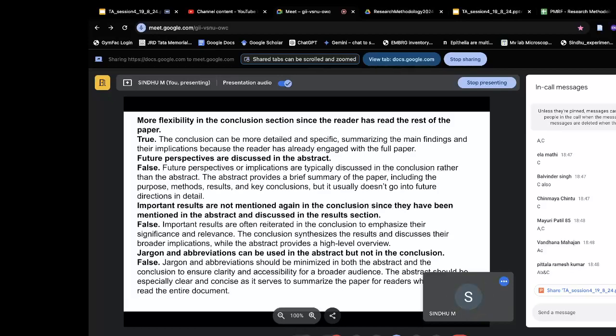C is not correct. D, jargon and abbreviations can be used in abstract but not in conclusion. D is also not correct because the best practice would be to avoid jargon and abbreviations in both, but definitely not in the abstract. In the conclusion section, it is still understandable because at least the reader has gone through the rest of the paper and may be able to understand the jargon and abbreviations. But since the abstract is standalone, it is not advisable to use jargon and abbreviations there.